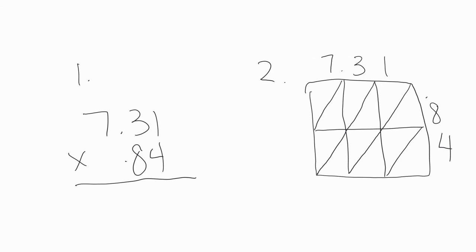So here are the 2 questions I want you to do. It's the same question. I just want you to do it in the 2 methods. So your question is going to be 7.31 times decimal 84. All right, show me how you do it. Let's try it, and good luck.